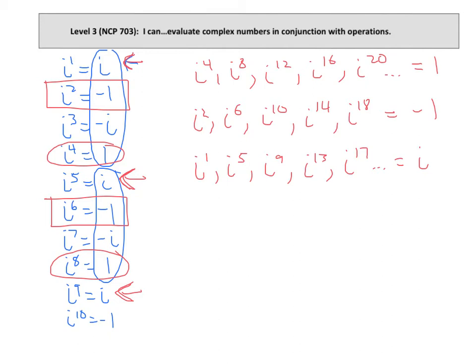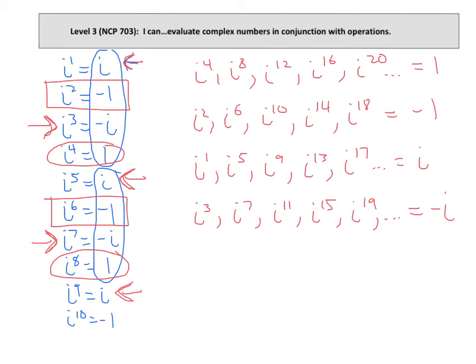Now, if you have an odd power that's one less than a multiple of 4, it's going to equal i to the third. So that is i to the third, i to the 7th, i to the 11th, i to the 15th, i to the 19th, and so on. These will all equal i to the third, which is negative i.